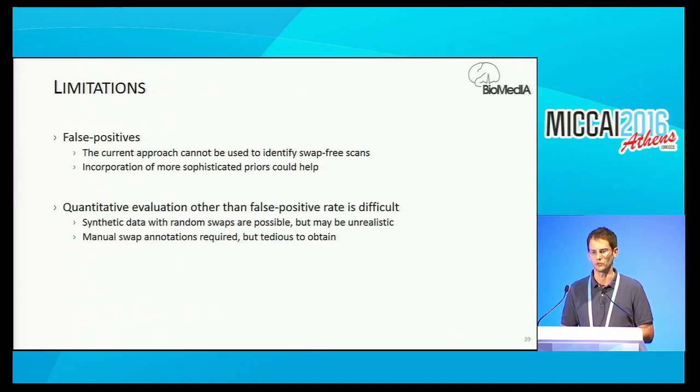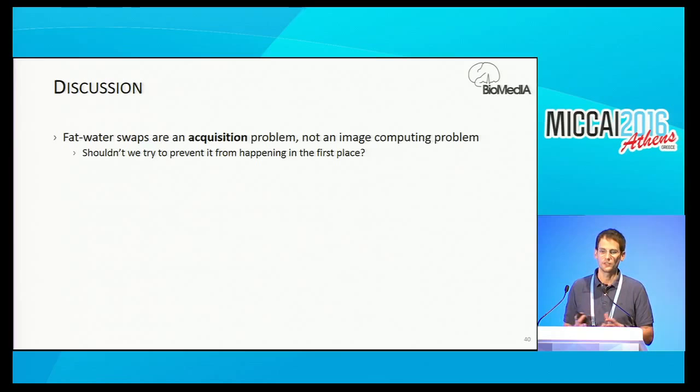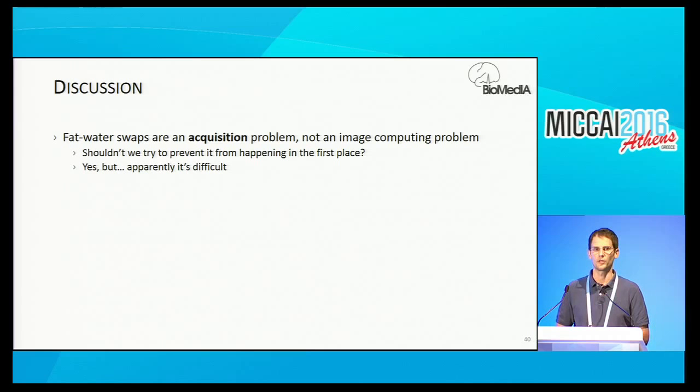So to conclude, one could actually ask, is fat-water swap not actually an acquisition problem and not an image computing problem? And shouldn't we try to prevent it from happening in the first place? And I actually believe yes. But apparently it's difficult. If we look at the MRI physics literature, there are a lot of approaches for more robust fat-water separation, and still we find it is a very prevalent artifact in clinical data.